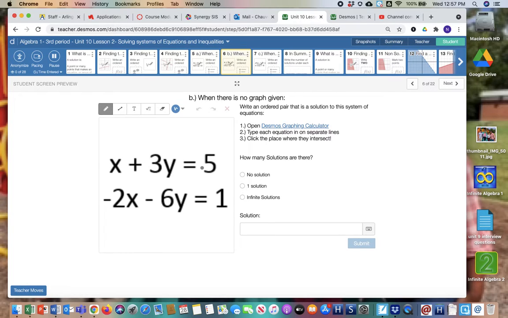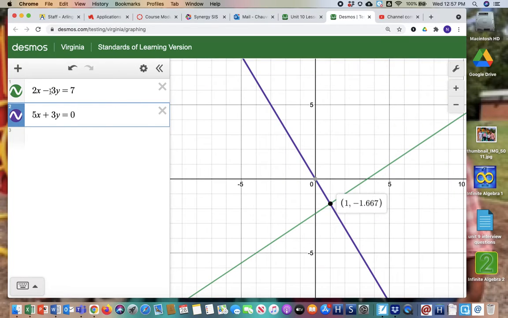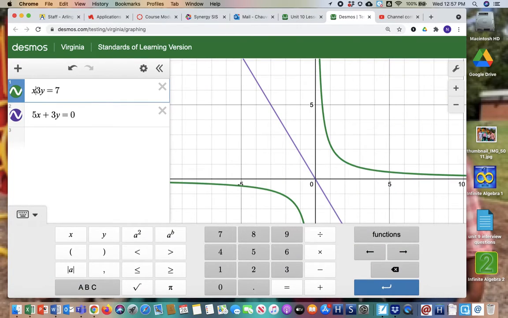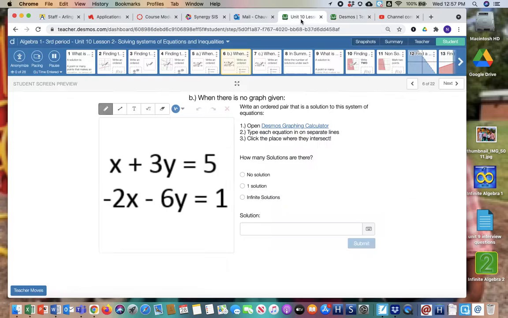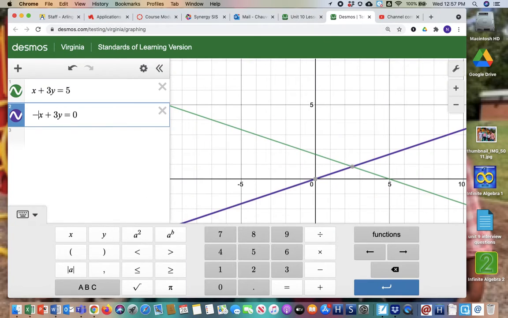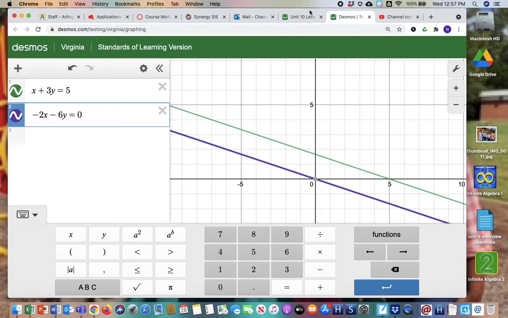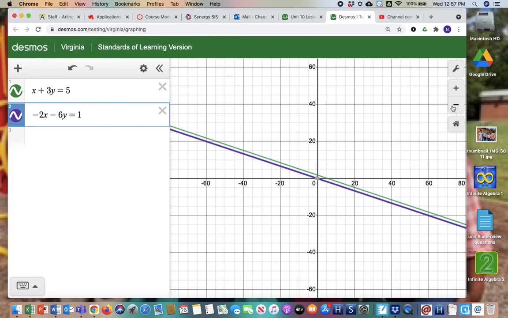All right, so again, here's another one, so we can try this. So x plus 3y equals 5. You can see how the lines are changing in terms of the slope and the y-intercept, right? All right, and then negative 2x minus 6y equals 1. Okay, so notice what's different here. Where do these lines intersect? Well, even if I keep zooming out, do they ever intersect?